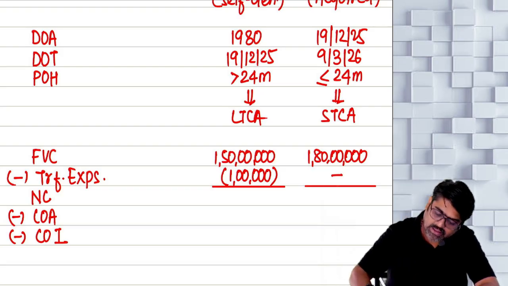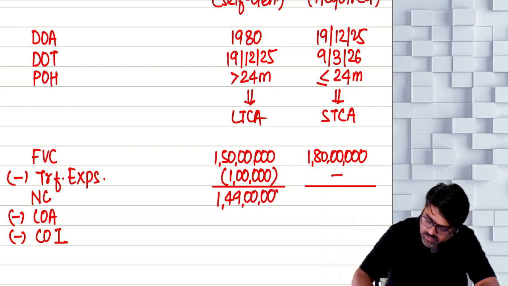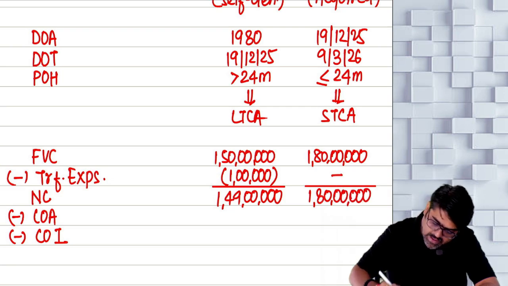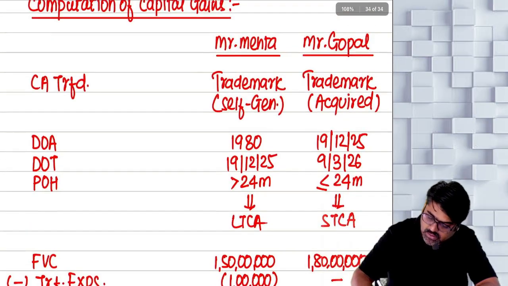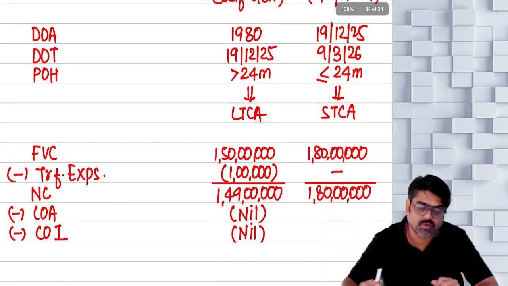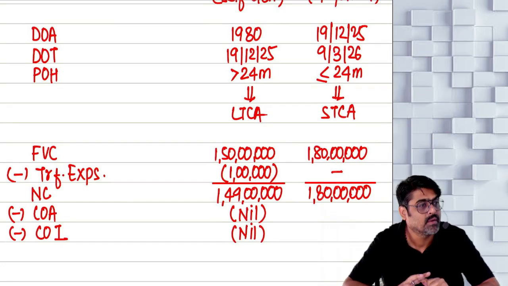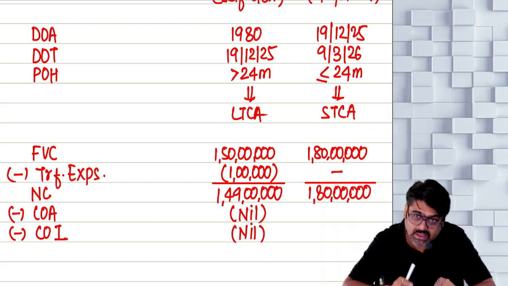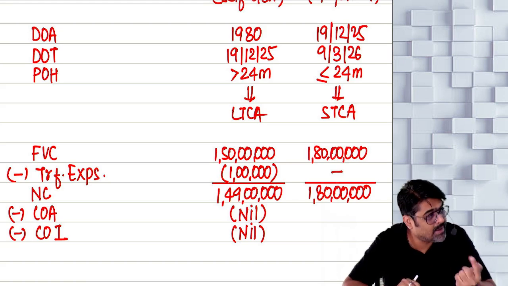So now, net consideration here will be 1 crore 49 lakhs. Here it will be 1 crore 80 lakhs. And cost of acquisition for Mehta will be nil, because for him it was self-generated. Cost of improvement will also be nil. But Gopal had acquired for how much? 1 crore 50 lakhs, no? But at the time of acquisition, Gopal had also paid 1 lakh rupees. So that 1 lakh will be added to the cost in the hands of Gopal.